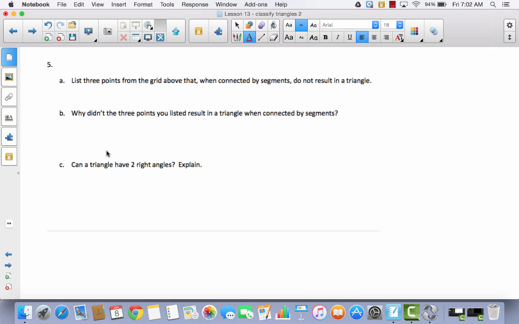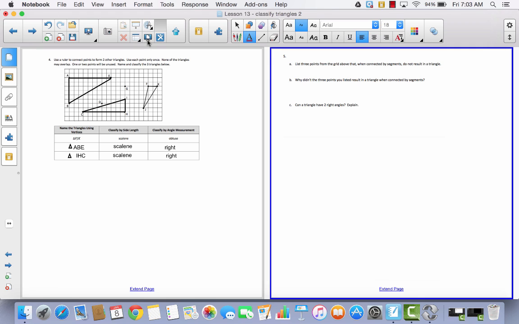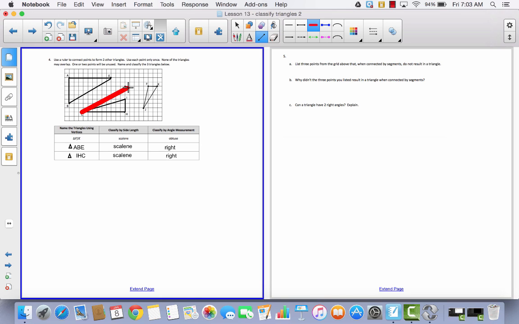All right, so let's take a look at number 5. List 3 points from the grid above that when connected by segments do not result in a triangle. So we've got to list 3 of them. I'm going to do a dual page like this so I can go back and look. So what are 3 points that when you connect them, they do not make a triangle? What about these 3 points? What if I connected C, D, and G? Would that make a triangle? No, it would not.